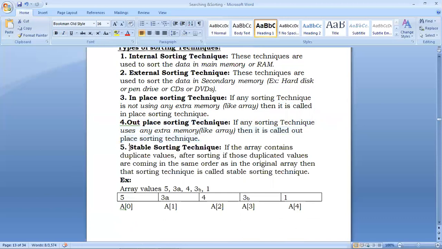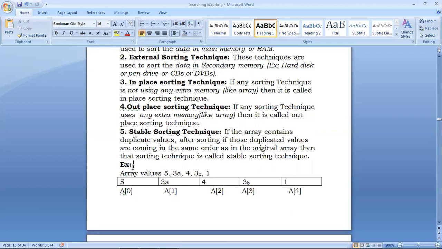Then the next kind of sorting technique: stable sorting technique. What do you mean by stable sorting technique? For example, if the array contains duplicate values, after sorting, if those duplicate values are coming in the same order as in the original array, then that sorting technique is called a stable sorting technique. If the array contains duplicate values, after sorting, those duplicate values' order should not be changed. It should come as it is in the original array.